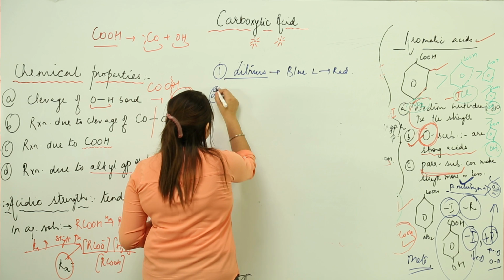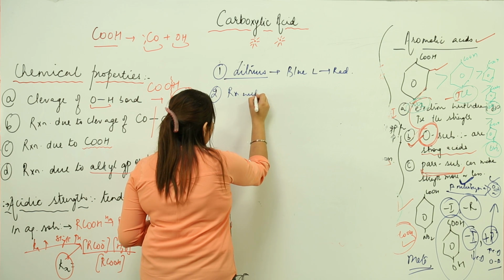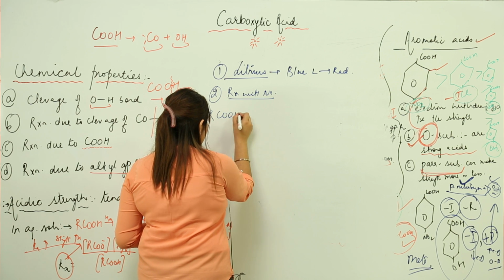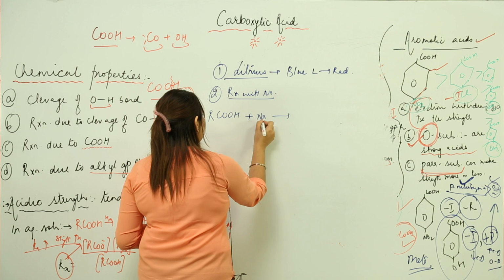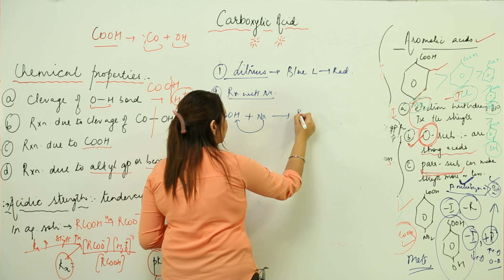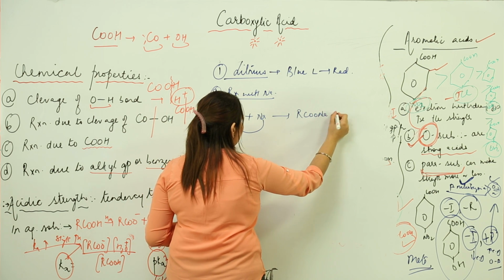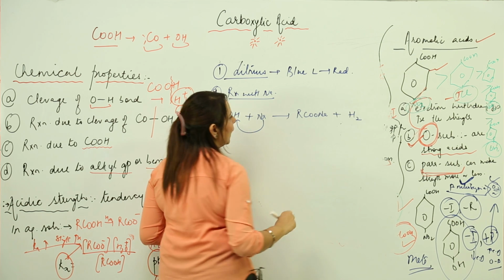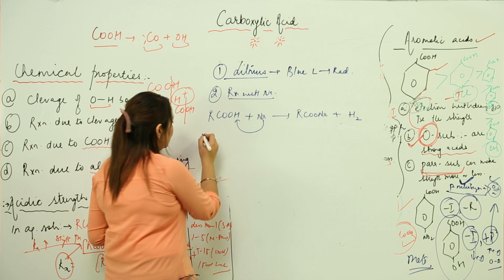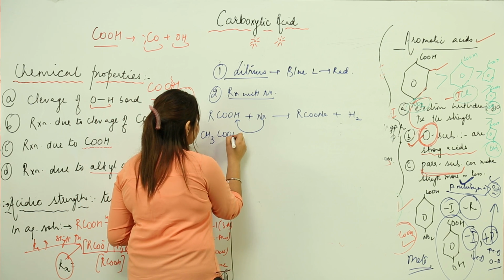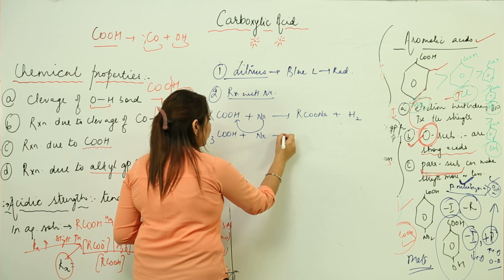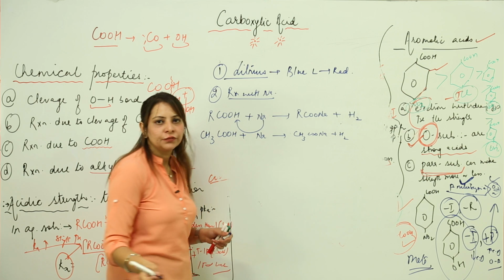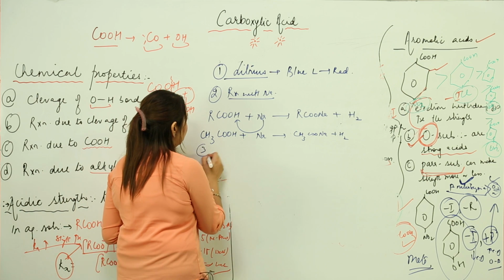The second reaction we have is the reaction with a metal. Particularly I will take sodium. Suppose I have an acid and I react it with sodium. Sodium, being more reactive, is going to displace H, and as a result it is going to form the sodium salt of the carboxylic acid, and along with that we will get hydrogen gas. Suppose we take an example, let us say CH3COOH, acetic acid, with Na. It will form sodium acetate with H2.